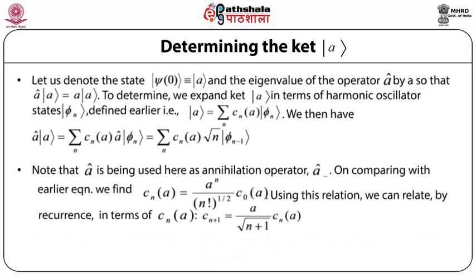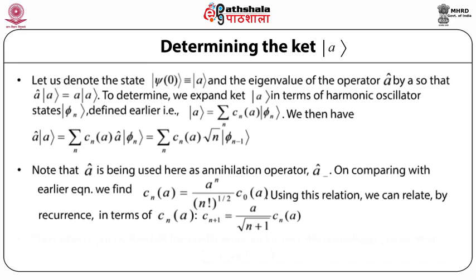So now if we want to write the operator A acting on the ket vector A, using the above definition of the ket vector A, we can write down operator A acting on the ket vector A is equal to summation over n Cn as a function of A, operator A acting on ket vector phi n. And this turns out to be equal to summation over n Cn as a function of A times under root n times ket vector phi n minus 1.